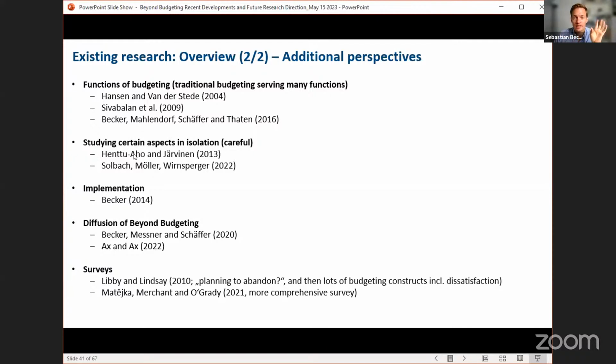Then there is some work that studies some aspects of the model in isolation. Here I would be careful, because this is also a negative pattern in the viable map that we saw, right? So we shouldn't do research where we say, I'm going to just look at forecasts and forecasting and then claim that I'm studying Beyond Budgeting, right? Of course, it's totally fine to study forecasts, but if you just do forecasts, you're not immediately a Beyond Budgeting company, right? So this shouldn't be misunderstood. Just, well, a word of caution there.